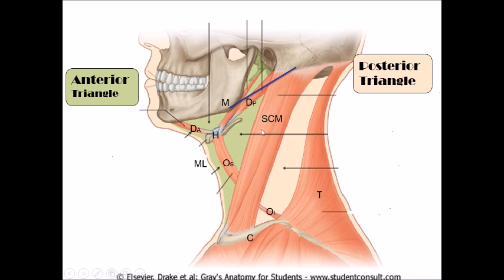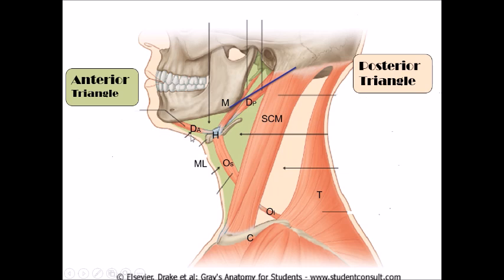This muscle will divide the whole of one side of the neck into an anterior triangle, which is in front of this, and a posterior triangle, which is behind that. So this muscle is the main muscle which divides the whole of the neck into an anterior triangle and the posterior triangle. Now if they ask you the boundaries of the anterior triangle, again it becomes easy for you.